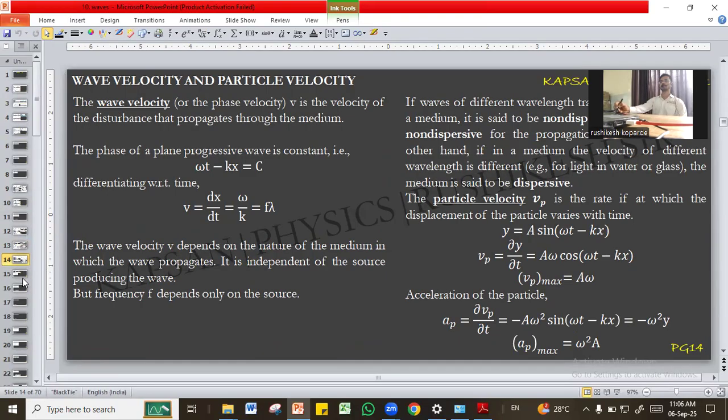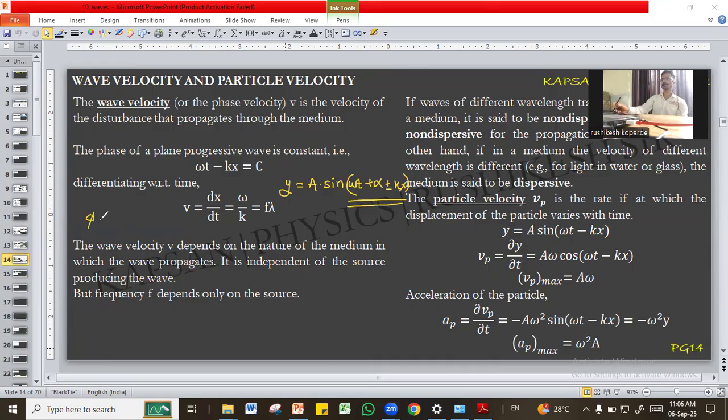Wave velocity, particle velocity. What is wave velocity? Wave velocity is the phase velocity. What is the phase of the wave? Omega t plus alpha plus minus kx. What is the wave equation? Simple harmonic wave equation: A sin(omega t plus alpha plus or minus kx). This term is the phase of the wave.